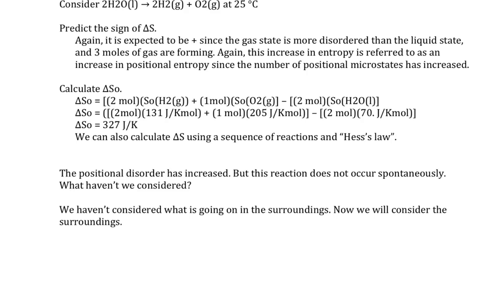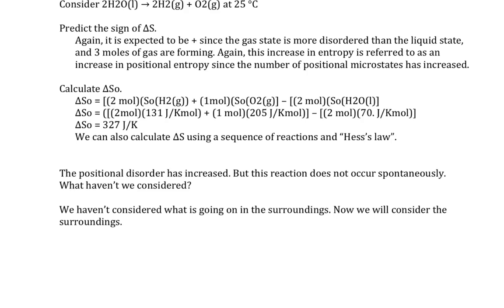So we have 2 moles of H2 times its value plus 1 mole of O2 times its value. Those are the two products, so now we do minus 2 moles of water times its value. On our next line, 2 moles times 131 joules per Kelvin mole plus 1 mole times 205 joules per Kelvin mole, then minus 2 moles times 70 joules per Kelvin mole. We found the 131 in the table for gaseous H2. We find the number 205 in the table for gaseous oxygen, and we find the number 70 from the table for the liquid water. So we would find that delta S naught is 327 joules per Kelvin, positive as we expected.